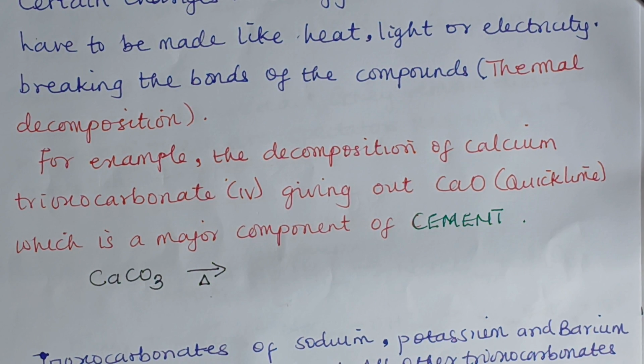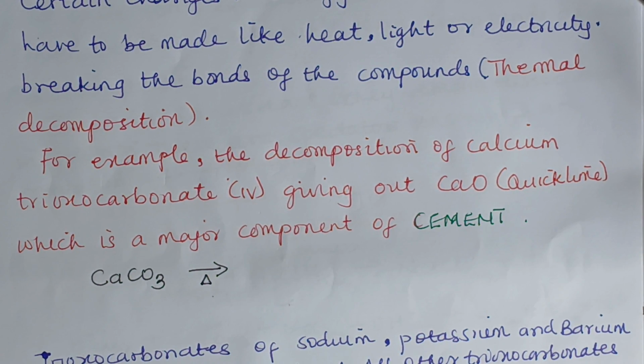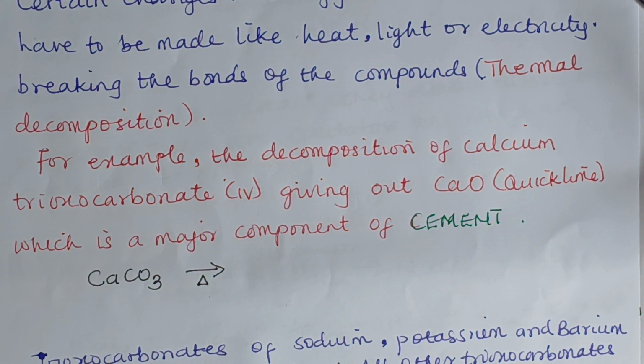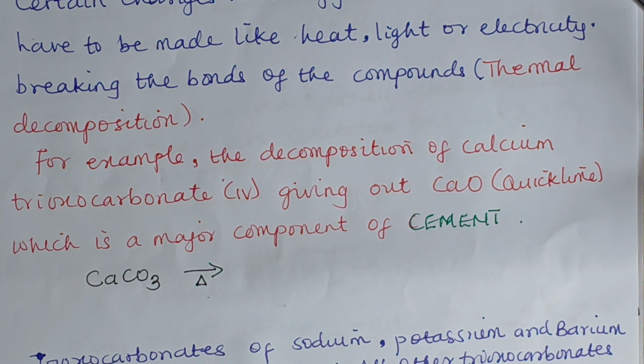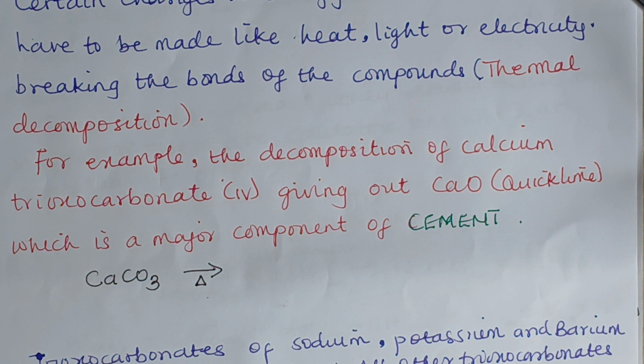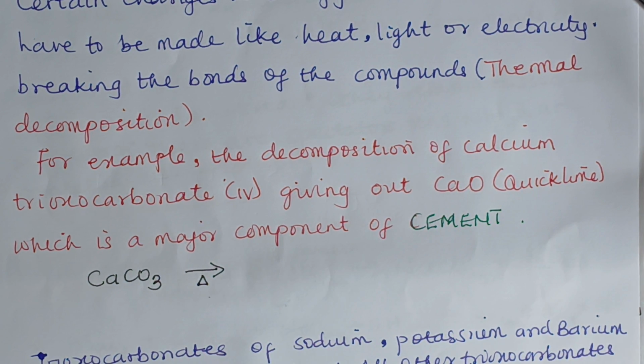So most trioxocarbonates, when you heat them, give out carbon(IV) oxide, and they also form oxides, except the trioxocarbonates of sodium and potassium, that's K2CO3 and Na2CO3. Those ones are not easily decomposed, while others can be decomposed. So you can see the symbol here, it represents heat.